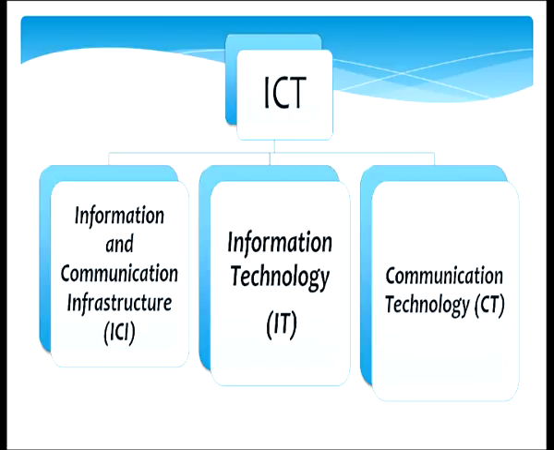Therefore, when we look at ICT, we can say ICT consists of three components: information and communication infrastructure, we can also call it as ICI, information technology, we can call it as IT, and communication technology, which we will call as CT. But what does each of these components mean?